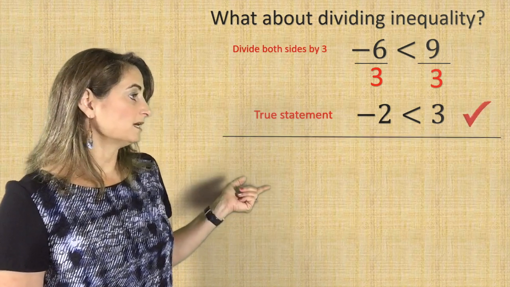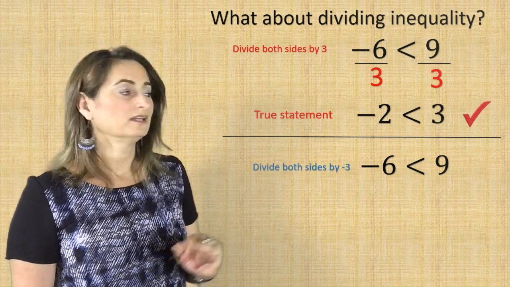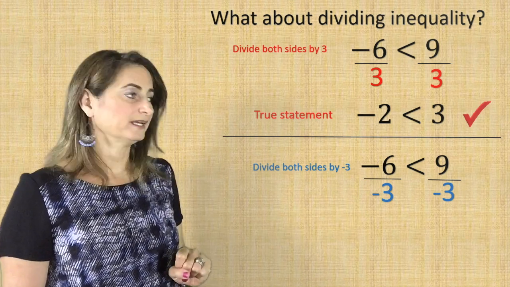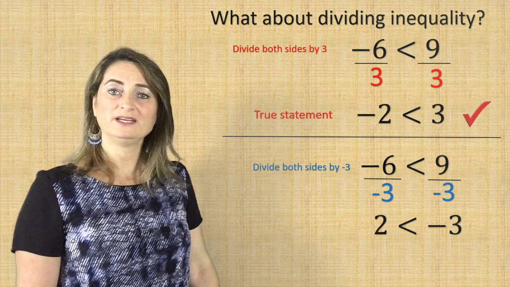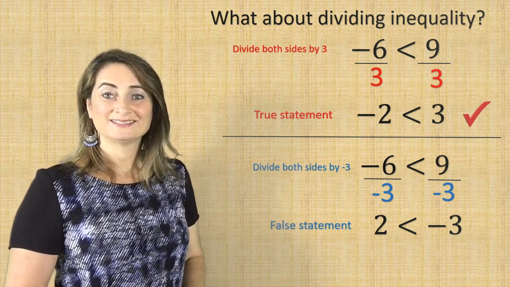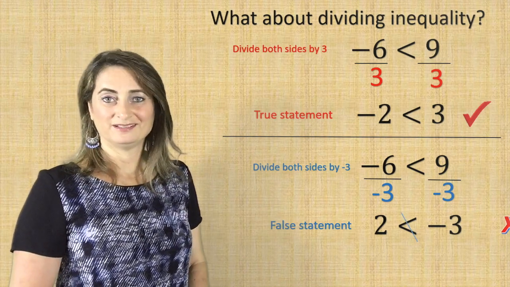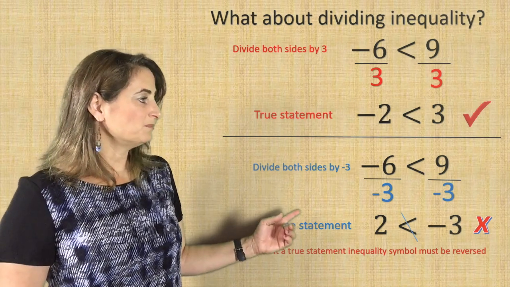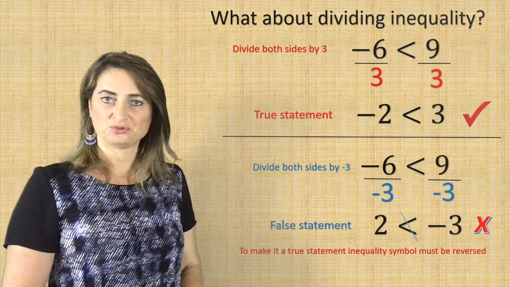Now, the second time, we will be dividing both sides by -3. So divide -6 divided by -3 and 9 divided by -3. You get 2 less than -3. Is that a true statement? Absolutely not. This is a false statement. 2 is more than -3. So how can we make that statement true? The symbol for inequality must be reversed to make it true.